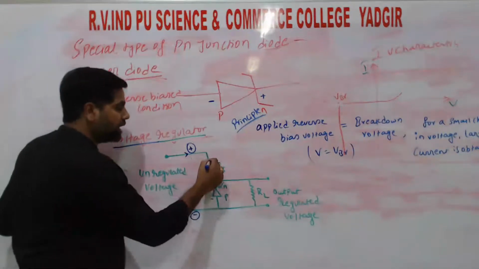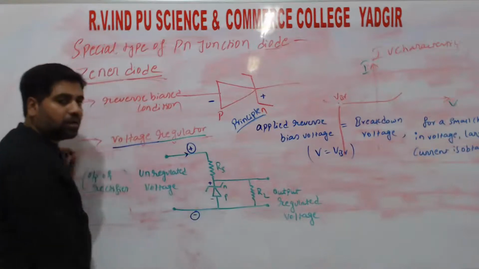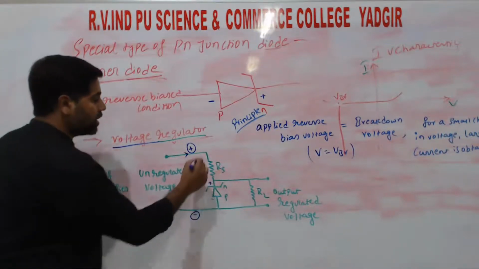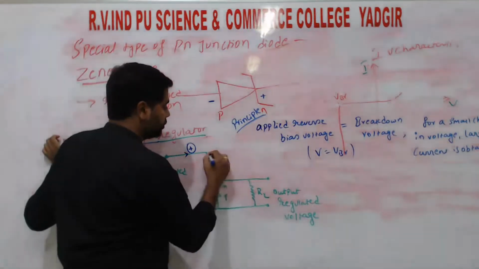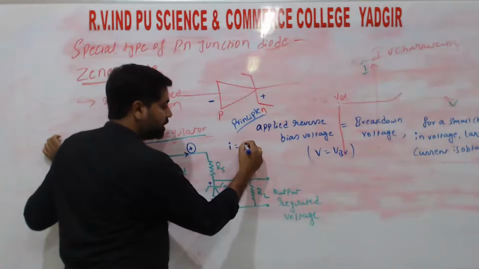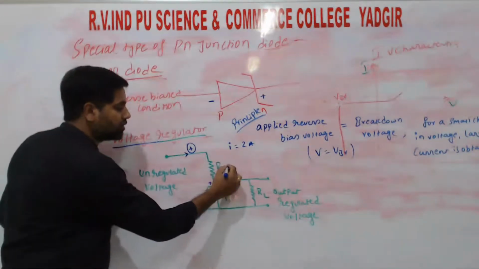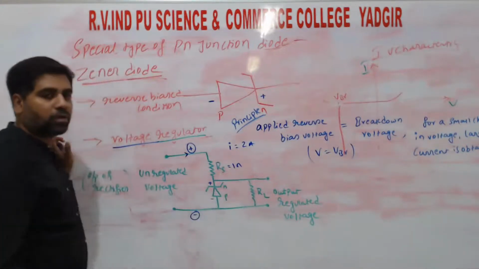So as current increases, the voltage drop across the resistance in series also increases, right? So here the current increases. For example, the current initially, I equals some 2 ampere. So this resistance is constant. Let's take this resistance as 1 ohm, right?